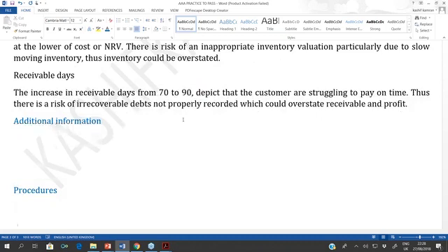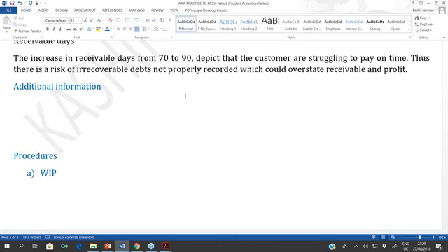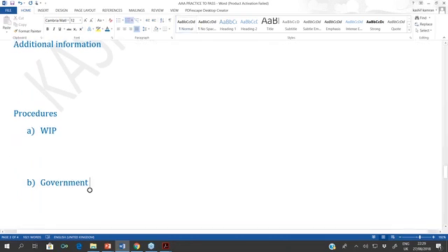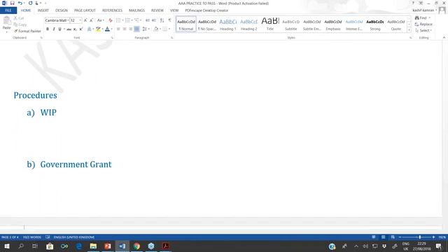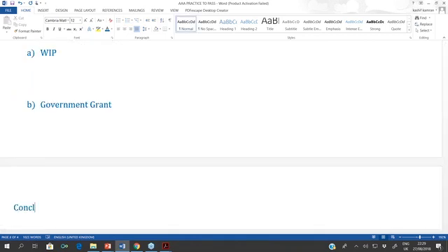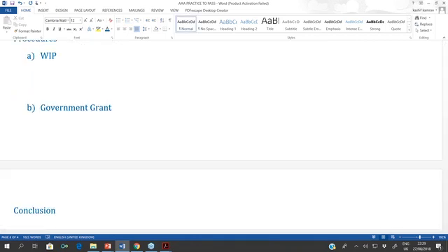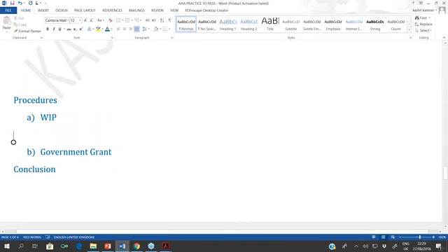Then you will be writing the first procedure on work in progress. And then you will be writing the next procedure on government grant. I'm just making a skeleton of the briefing note. And once you end the procedures, now you have to write a conclusion. The conclusion has to come at the end of the briefing note, right?